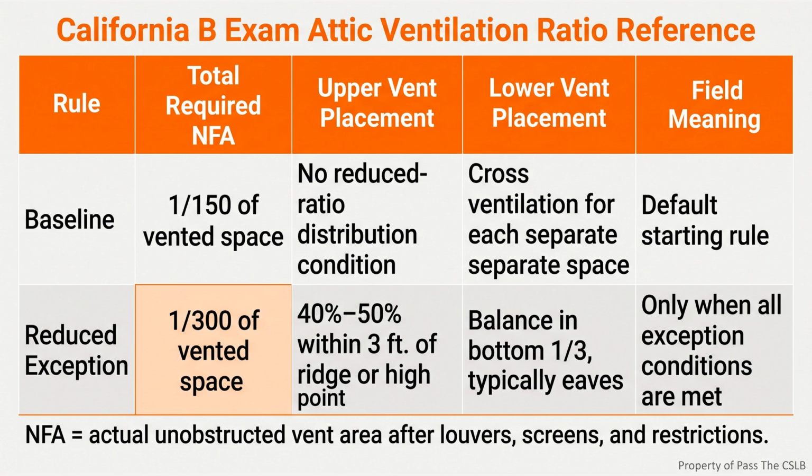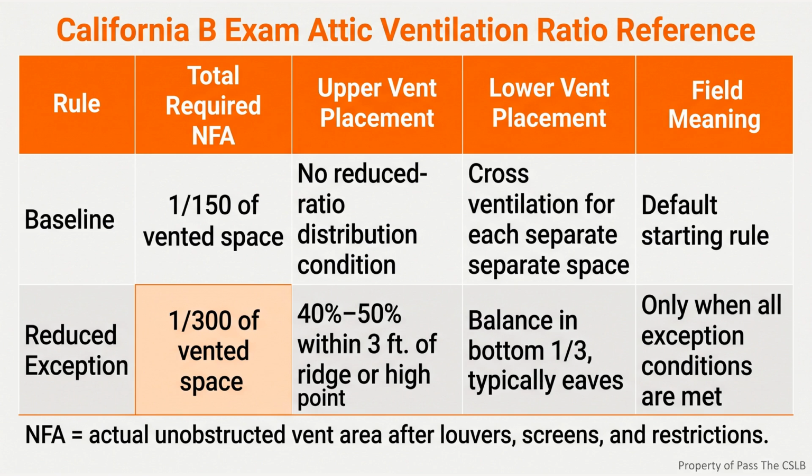Here's a clean calculation. Suppose the vented attic area is 1,500 square feet. Under the baseline ratio, divide 1,500 by 150. The result is 10 square feet of required net-free ventilating area. If the project qualifies for the reduced ratio, divide by 300. The result is 5 square feet. That smaller number is not earned by merely installing a ridge vent. The upper and lower placement conditions still have to be satisfied.